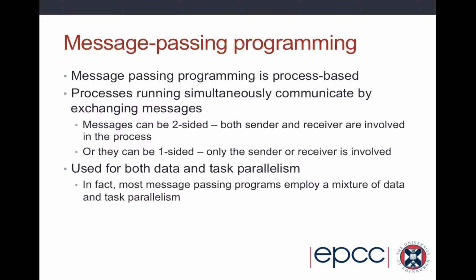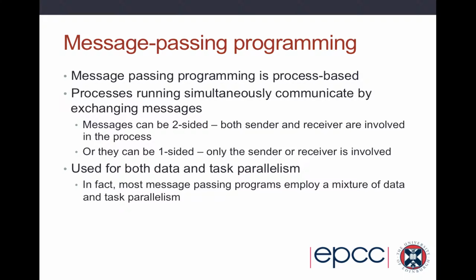The message passing programming model is process based. Processes run simultaneously on multiple cores on our HPC machine, and they communicate by exchanging messages. They have to do this, remember, because they can't access each other's memory directly. The messages can be two-sided, with both the sender and receiver involved, almost like a parcel delivery. I might send a parcel to you and you have to sign for it at the other end. That's two-sided because I've had to physically send the parcel, and you've had to physically say, I've received this parcel, by signing for it.